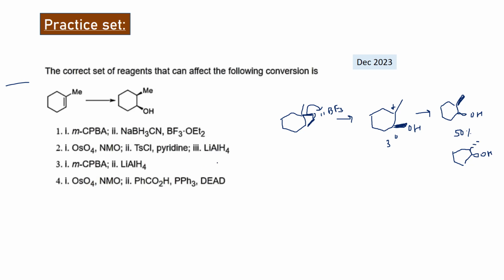Let's go to the next one. What they have said: if you add osmium tetroxide and NMO, it undergoes a dihydroxylation. So if the methyl group is already there, then in dihydroxylation both the OH groups will approach from below the plane.